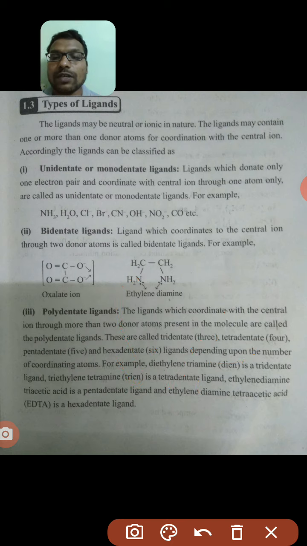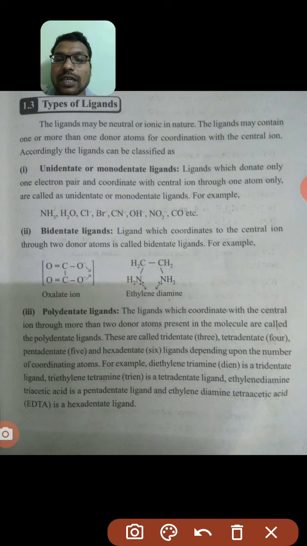So next we'll go for the polydentate ligand. The polydentate ligand is nothing but what? It donates more than two donor atoms. Instead of two, more than two donor atoms. So it can donate three donor atoms, that's why we call it tridentate. It can donate four, that's why we call it tetradentate. It can donate five, we call it pentadentate. Suppose it is donating six, we call it hexadentate ligand.